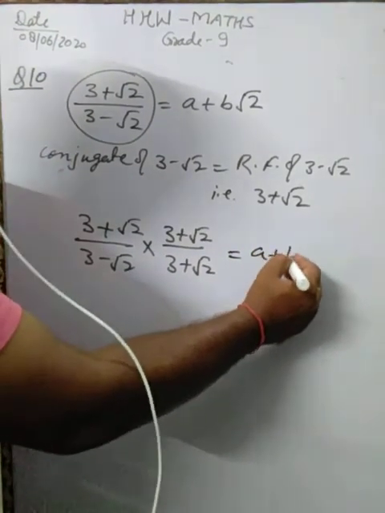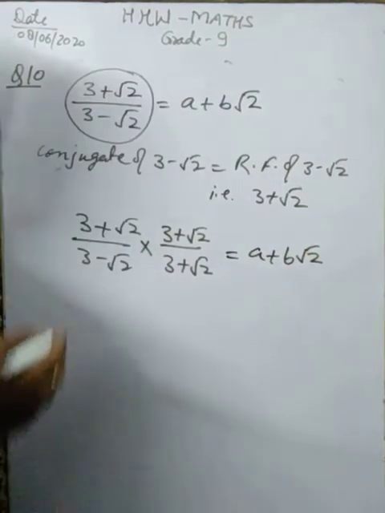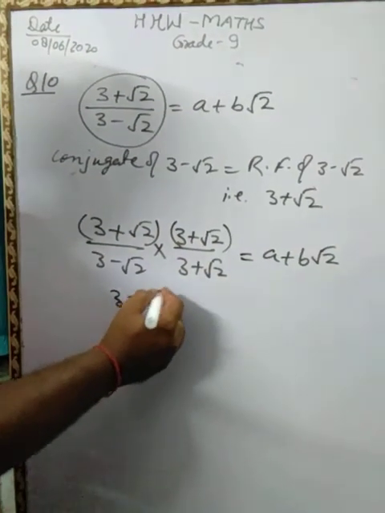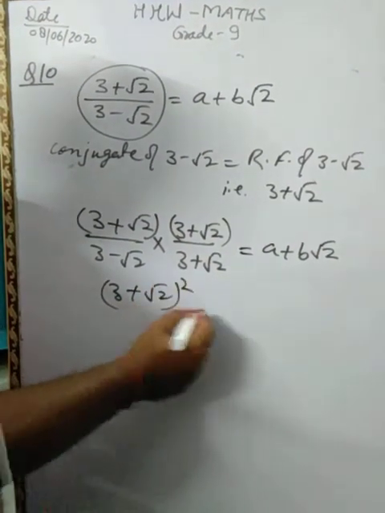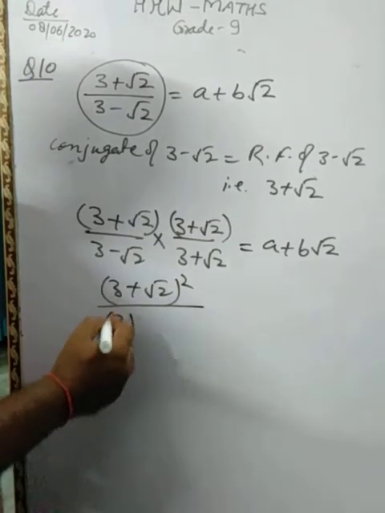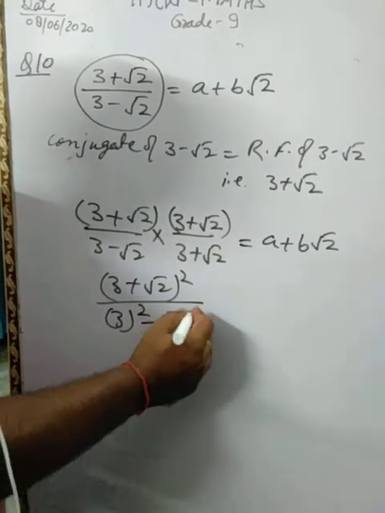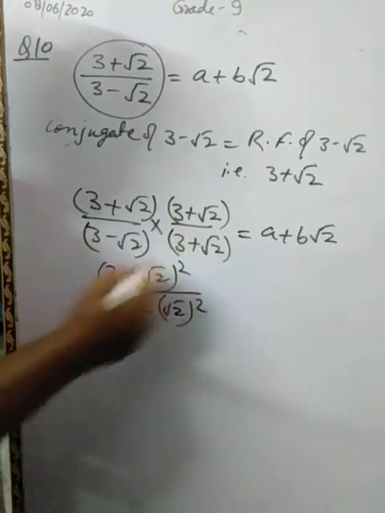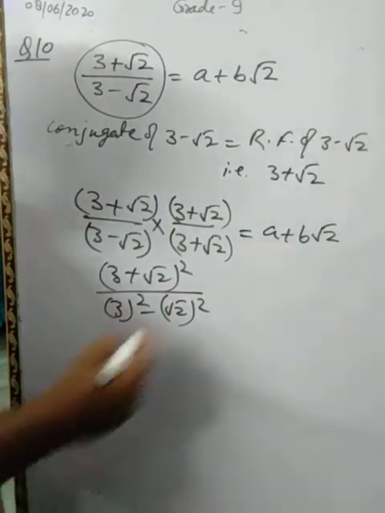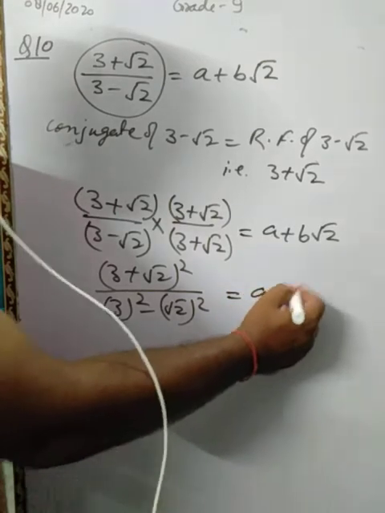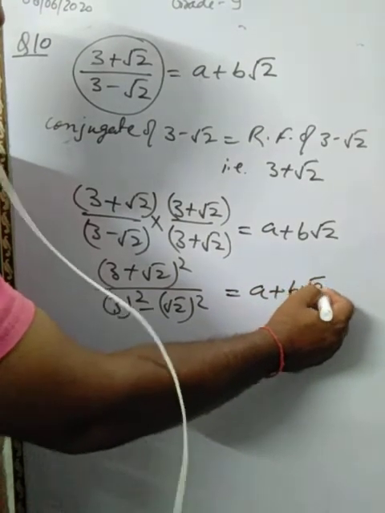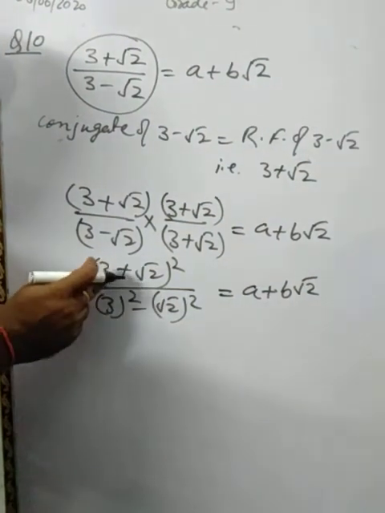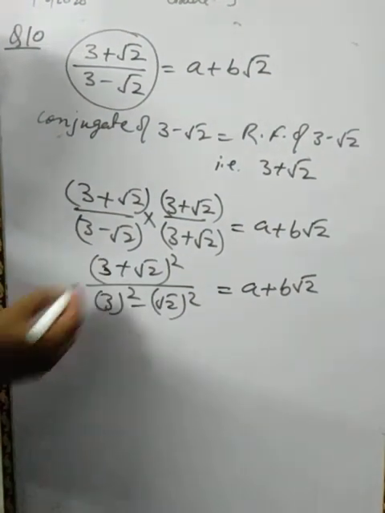If we are multiplying numerator as well as denominator by the same number, then the ratio remains constant. So a plus b root 2. Multiply these two: the numerator will be 3 plus root 2 whole square, and the denominator will be 3 whole square minus root 2 whole square, because it is a minus b times a plus b, just like the difference formula. Before this, such questions are given to practice that. Now using the formula a plus b whole square, we will solve this question.